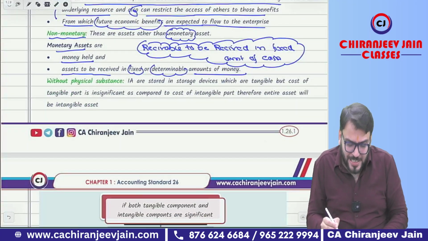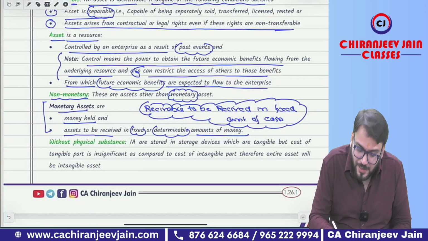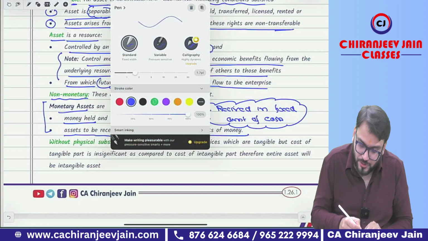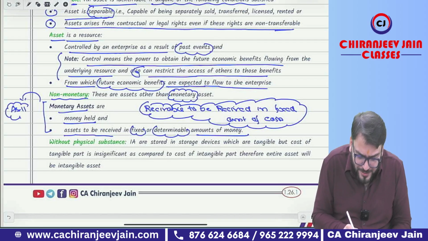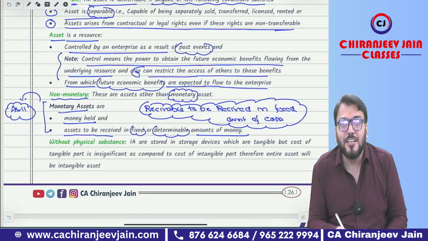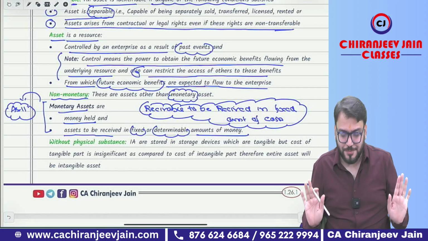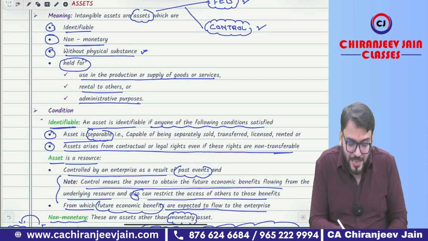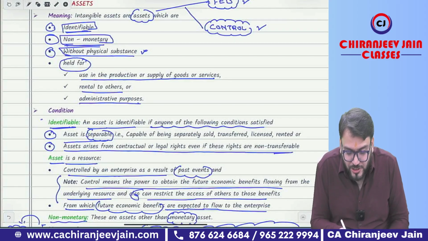Got this point? A detailed discussion about monetary assets with a lot of examples we will not do right now. We'll do it under AS 11. So just write down, refer AS 11. We will do a lot of examples in detail, monetary and non-monetary assets, when we do accounting standard 11. Right now this much only. Okay, sir. So we have understood identifiable. We have understood non-monetary. Now, without physical substance.